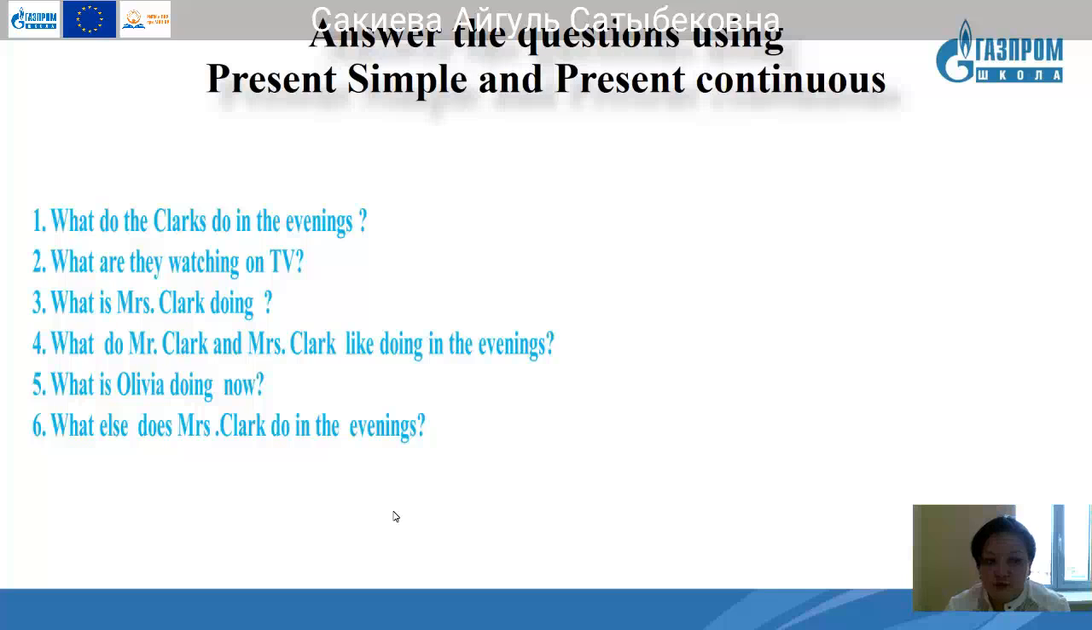So the first one: what do the Clarks do in the evenings? All evenings, in your opinion. But the question is, what do the Clarks do in the evenings? Not only one evening, but all evenings, each evening. Okay, they relax, but how do they relax? What do they usually do? Excellent. Usually, the Clarks watch TV in the evenings, yes?